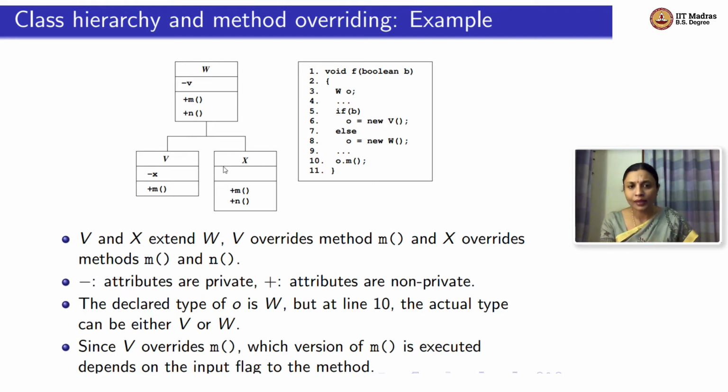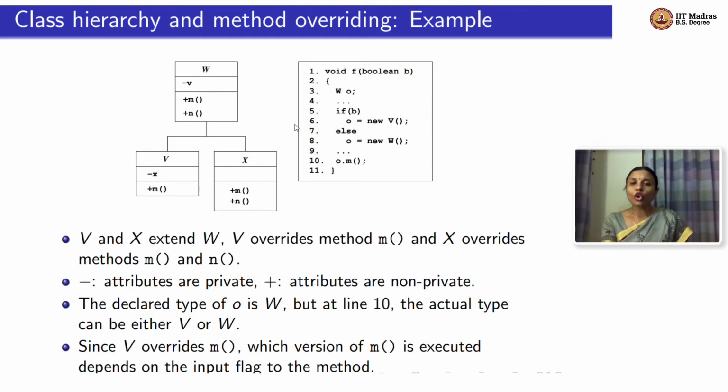There are three classes, W, V, and X. Classes V and X extend class W. The three classes have some variables that are private to them, indicated by the minus sign prefixing the variable name. The classes also own some methods, M, N, across a subset of them. And whenever the same name is used in another child class that extends the parent class, you say that particular method overrides the corresponding method in the parent class.